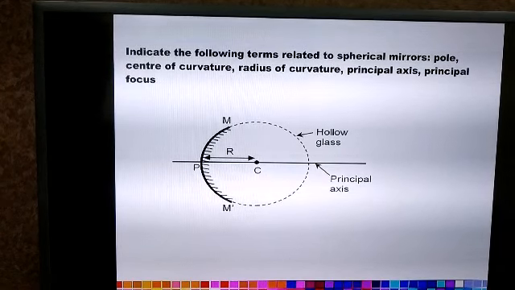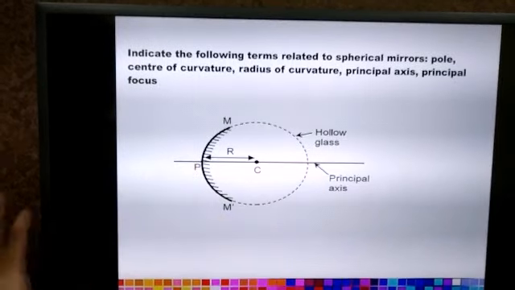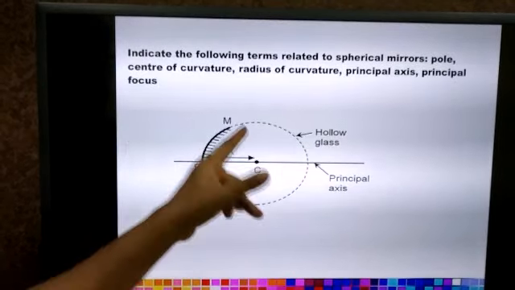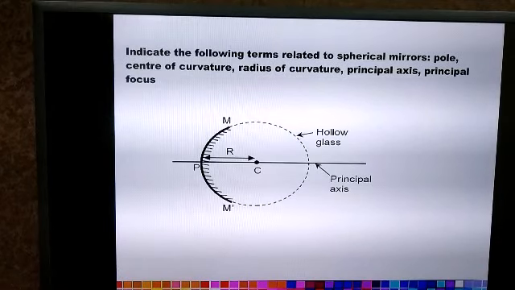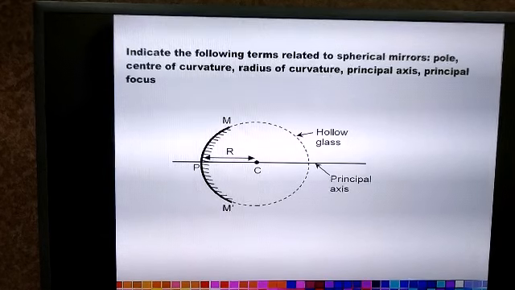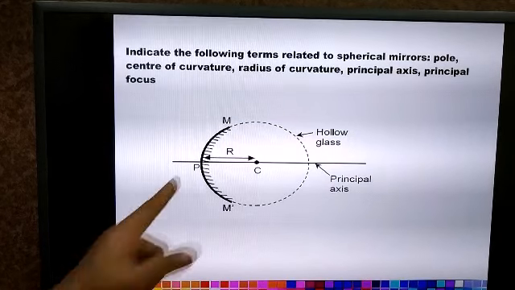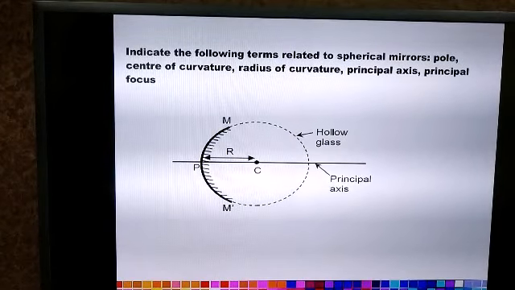Now if we take the center of this spherical mirror, this is a spherical mirror, and if we take the center of the spherical mirror, we call it as a pole of the mirror. If you remember, last year we have done all these definition. So this is the pole of the mirror. Okay, now since this is a hollow glass sphere which is spherical, the center of this hollow glass sphere is called as the center of curvature. So if you remember once again the definition of center of curvature, the center of the sphere of which the mirror is a part is called as the center of curvature.